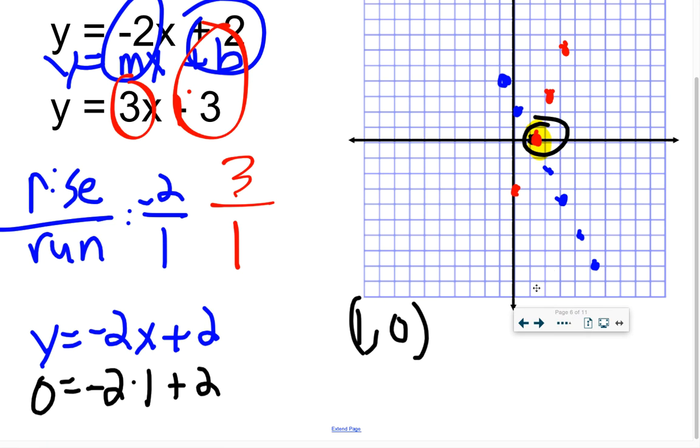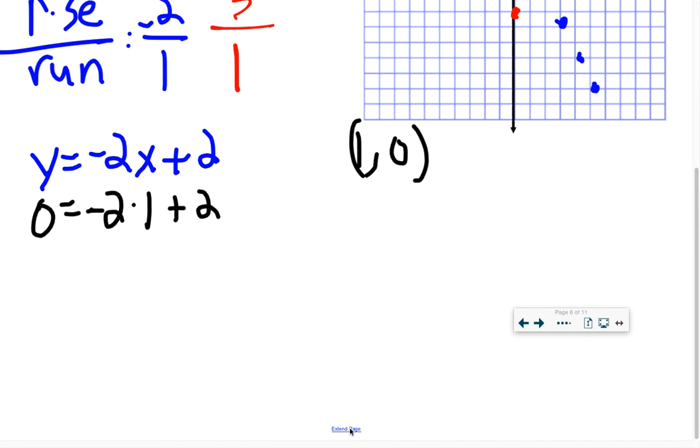Do we get that truth statement when we plug it in? When you take -2 times 1 plus 2, this simplifies out to 0. 0 equals 0. Hey, that does work for that equation.